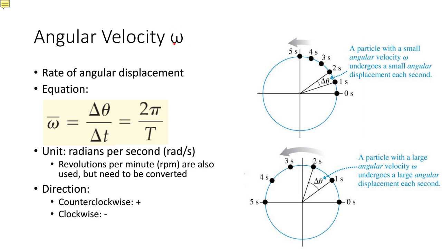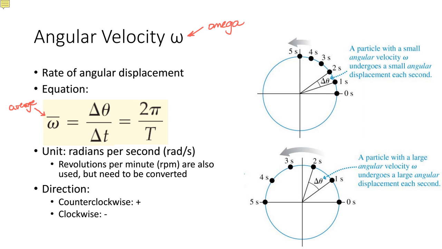Angular velocity is represented by this symbol here, which is the Greek letter omega. Angular velocity is the rate of angular displacement, which is why you can see here, it's the change of angular displacement over time. When you're going around a whole circle, your angular displacement is 2 pi radians, and the time it takes is 1 period, which is why you can set that equal to 2 pi over period. This line over the omega indicates that it's the average angular velocity.